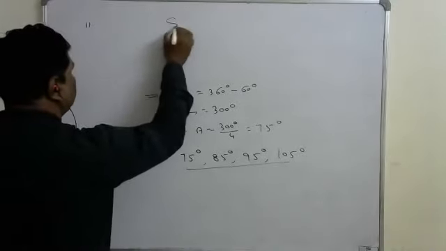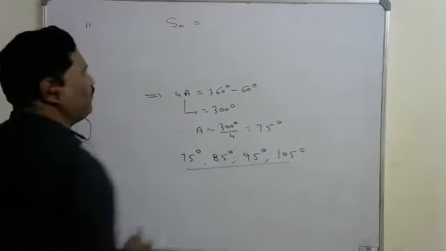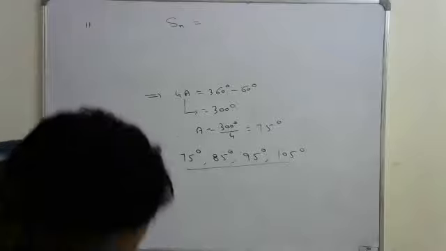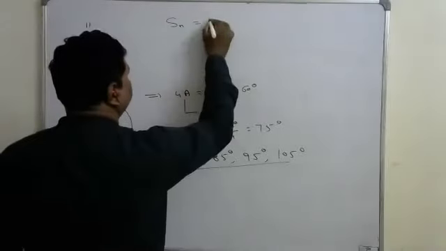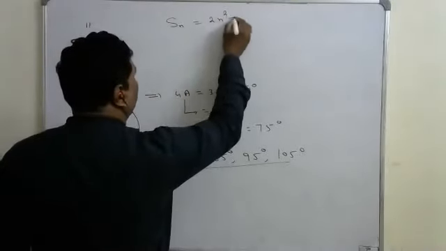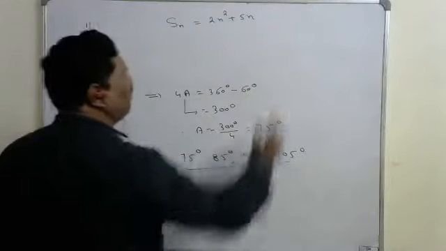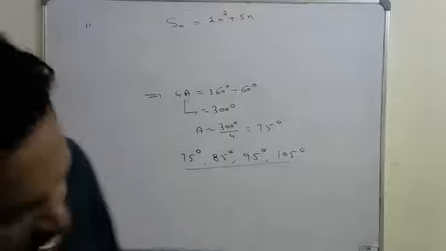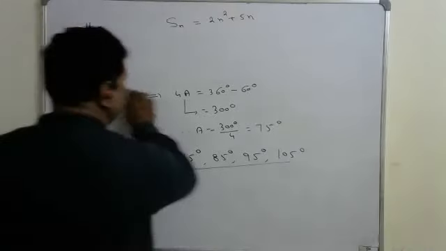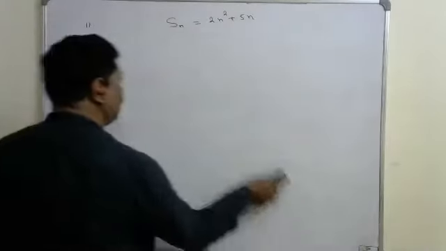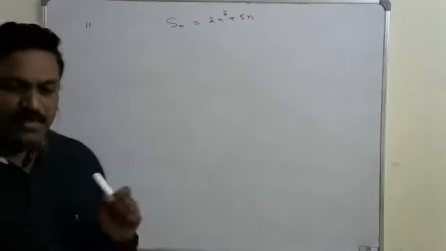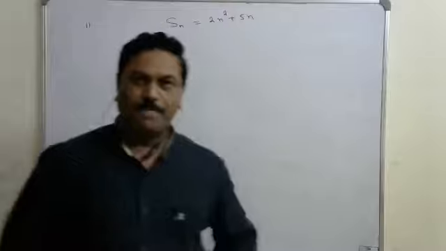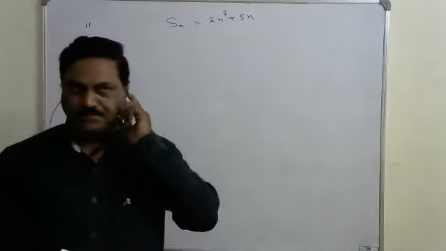Since it is given that the sum of the n terms is represented by Sn, Sn is given as 2n square plus 5n. Then what is the nth term of the AP? Tell me, how can you find the nth term? When the sum of the n terms is given, how do you find the nth term? Sn minus Sn minus 1.